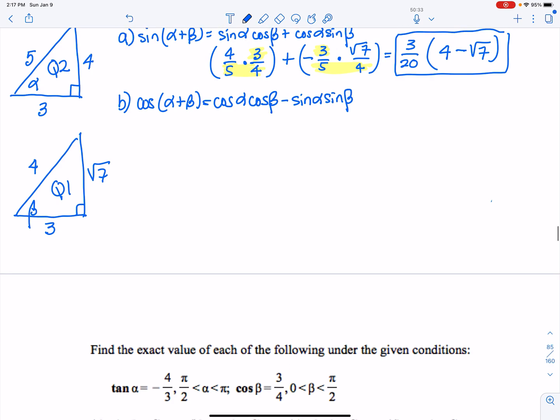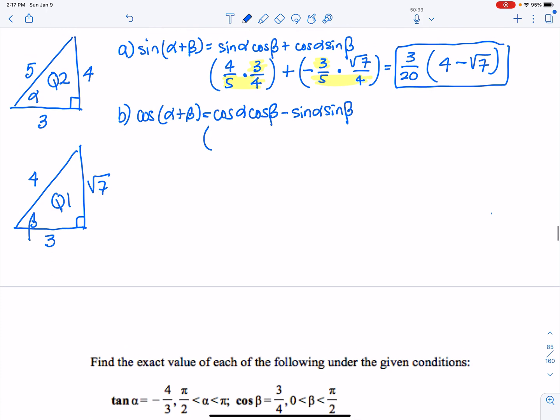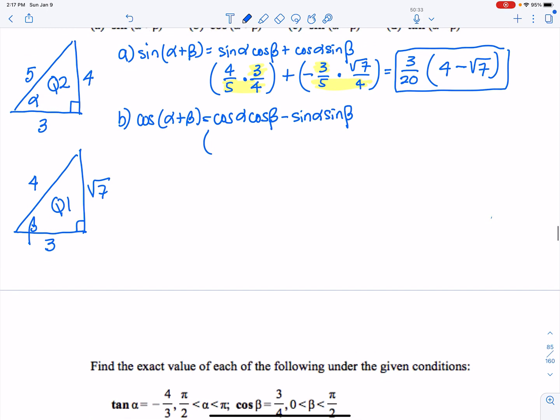Okay, so let's plug everything in. Alpha is in quadrant 2, so cosine is negative. Cosine is adjacent over hypotenuse, so negative 3 over 5. And then cosine beta is going to be positive because it's in quadrant 1, adjacent over hypotenuse gives me 3 over 4. Minus, sine is positive in quadrant 2, so sine is opposite over hypotenuse, so that's 4 over 5.